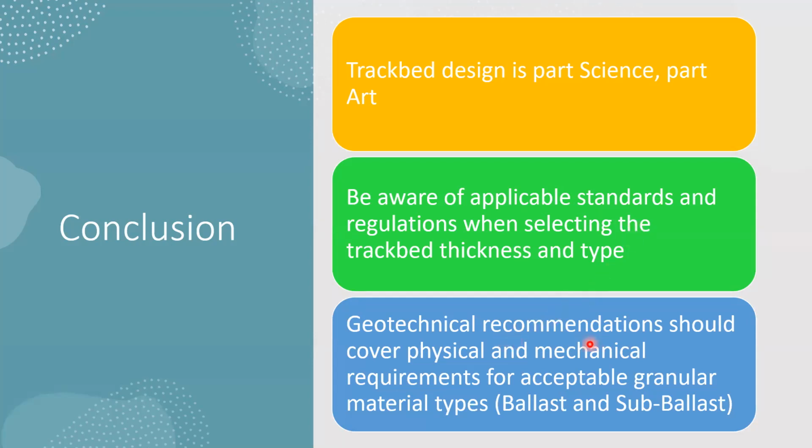The geotechnical recommendations should cover the physical and mechanical requirements. And I have seen this quite often where the report stops at, here is your granular material thickness, and this is your allowable bearing capacity. And they walk away. But in railway projects, this will not cut it, because you need to be more specific about any physical or mechanical requirements that you need for a granular material to be acceptable.